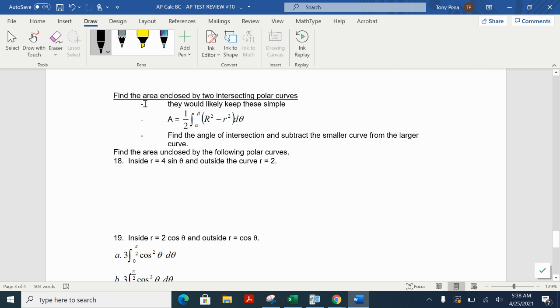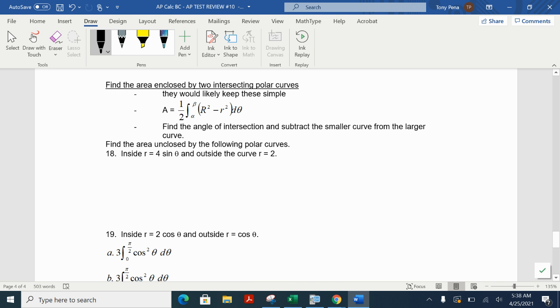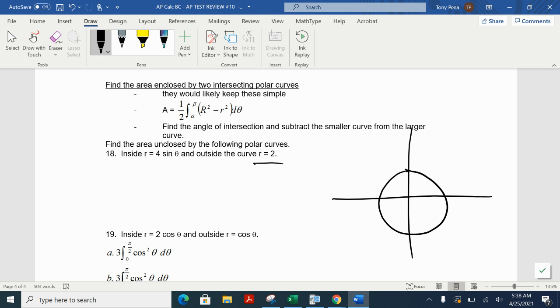The next type: what if we need the area in between multiple curves? Again, they have always given you these graphs. Your ability to graph in polar on a calculator is not something they'll test you on, and there's just no way they're going to have you graph these by hand. So they would almost certainly give these to you. Here's what they look like. One obviously is a circle that we know has a radius of 2. And then the other one should be circular also, somewhat up here.